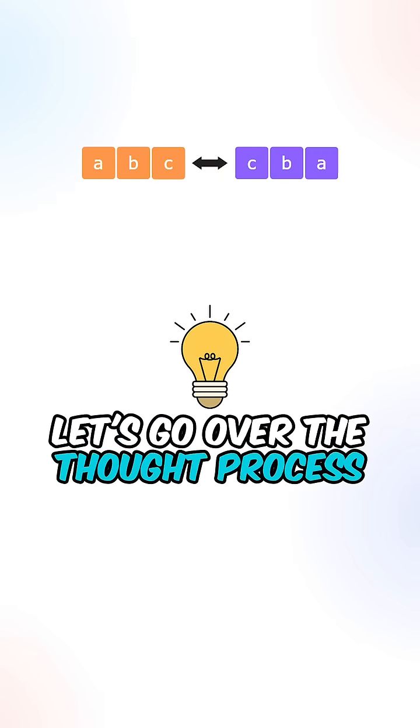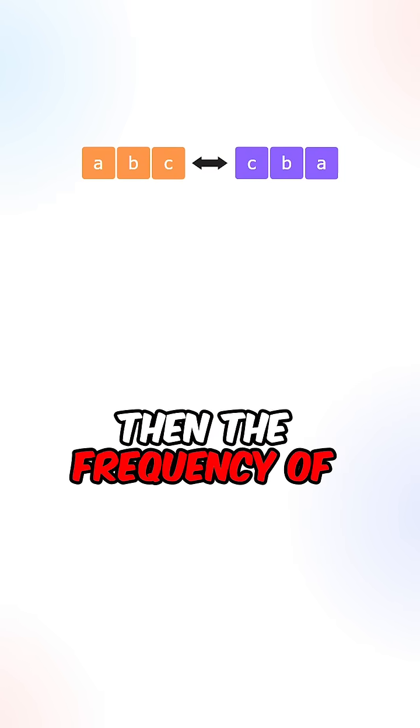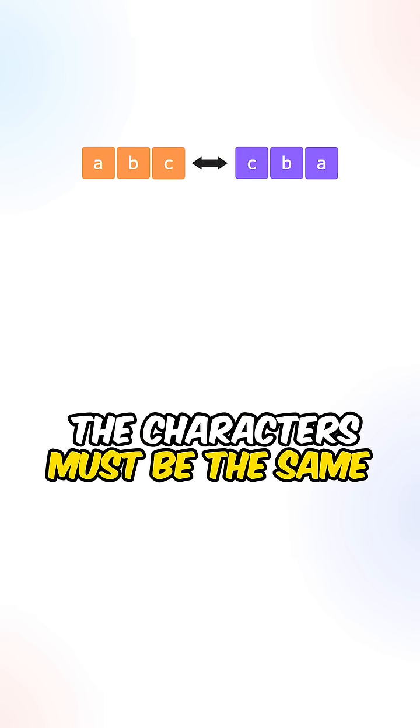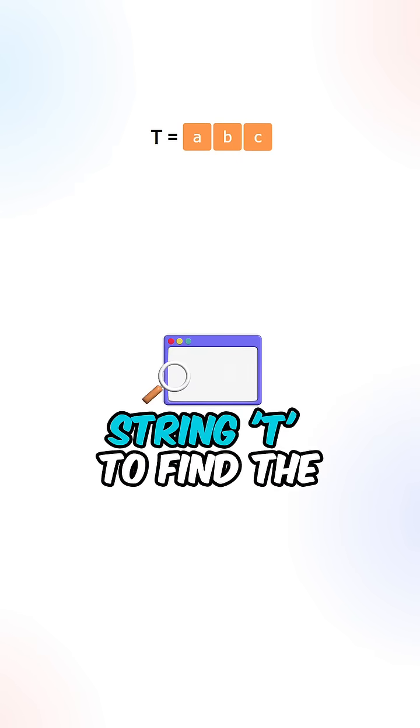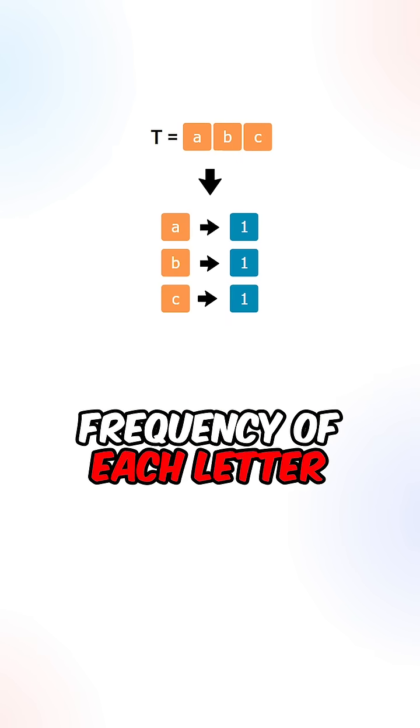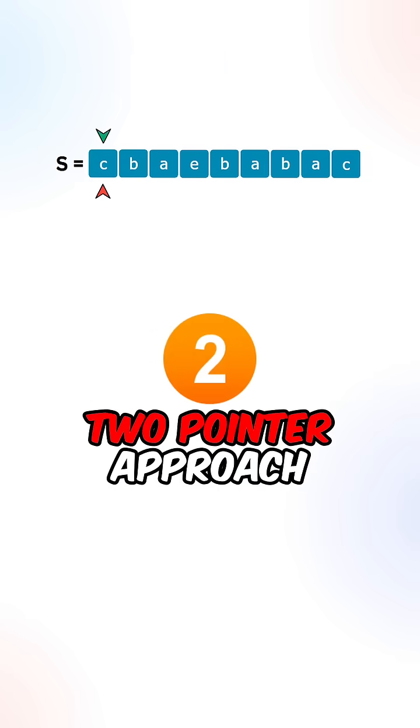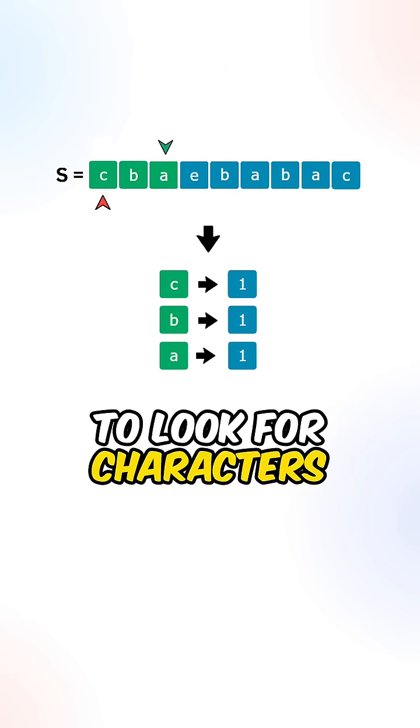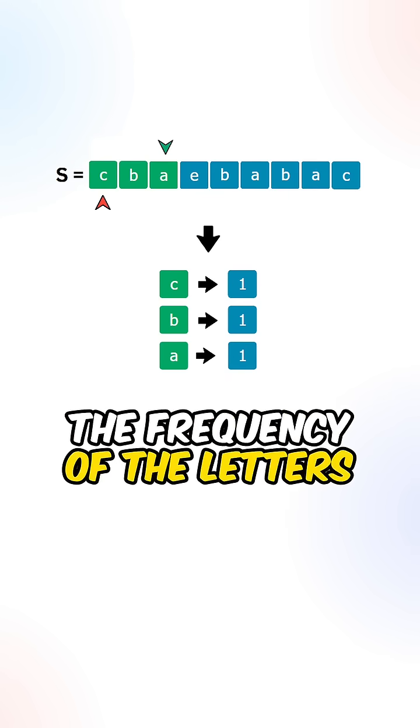Now let's go over the process. If two strings are anagrams, then the frequency of the characters must be the same. We can first iterate through string T to find the frequency of each letter. Then we can implement a two-pointer approach inside string S. One pointer will scan forward to look for characters. We will also keep track of the frequency of the letters.